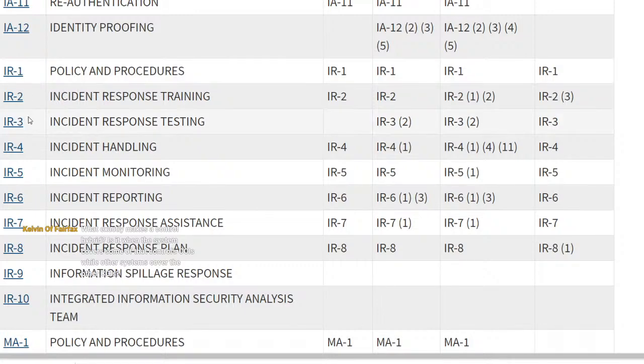So anyway, look at this. These IR controls, this is NIST 853. Starting from the top, this is IR1. This is dealing with the policies of incident response. And this is saying that the organization should have some kind of a policy or procedure that walks you through incident handling, incident response, things like that.